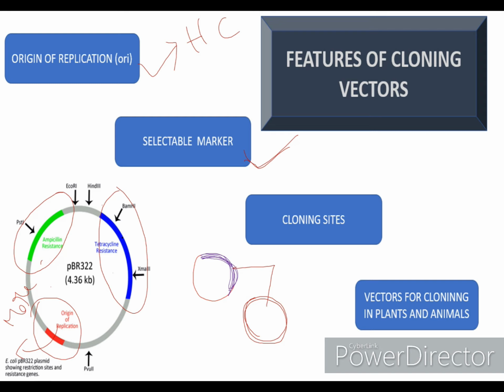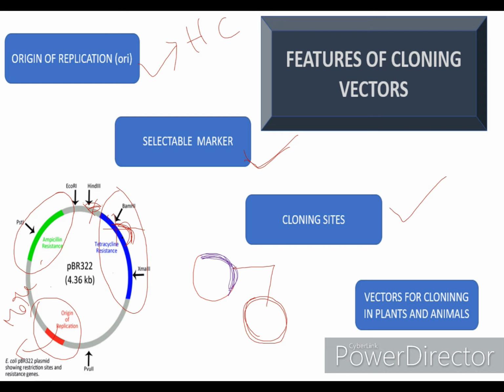Cloning sites. These are the sites where we attach our desired gene. See here, this is BamH1 site, means BamH1 restriction enzyme cuts here so that our desired gene can be added here. And the desired gene and plasmid should be cut by the same restriction enzyme. See, this is the site for HindIII. HindIII cuts the plasmid here and our desired gene will be added here. Similarly, this is EcoR1 enzyme site. This is XmaIII enzyme site. This is PvuI site. In that way, the cloning sites help in attaching our desired gene to the plasmid.